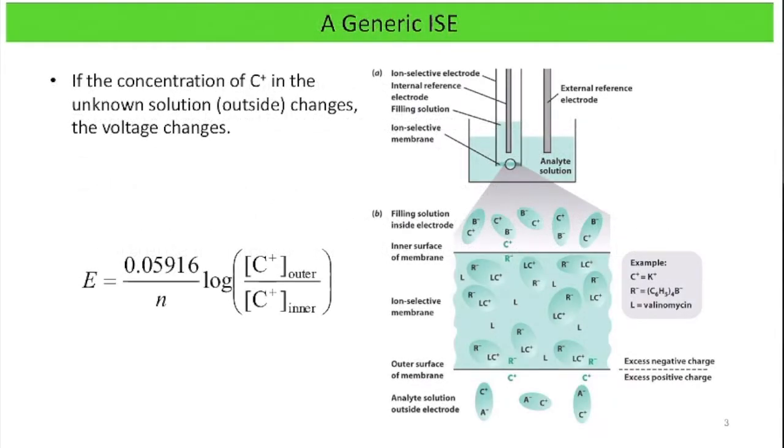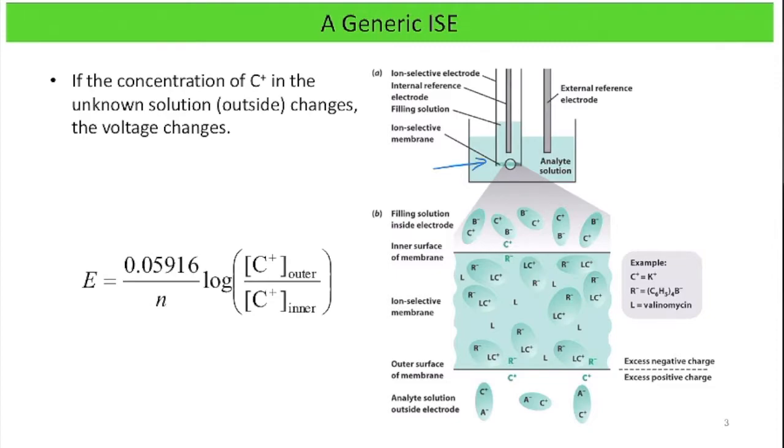This slide shows a generic ion selective electrode where the analyte of interest we're going to call C+. So the setup would look something like this. We have the ion selective electrode on the left, a reference electrode on the right, and both of those are immersed in our unknown C+ solution. Now what's shown below is a close-up view of the membrane itself, as well as what is happening outside the membrane and what is happening inside the ion selective electrode.